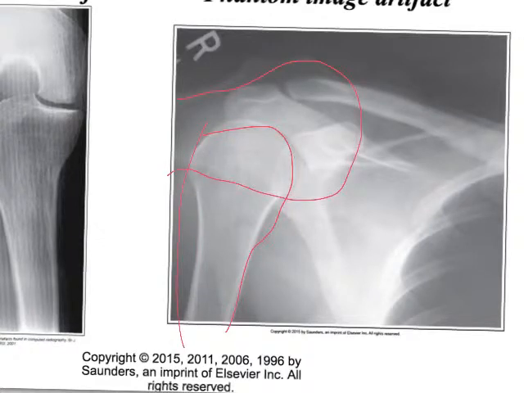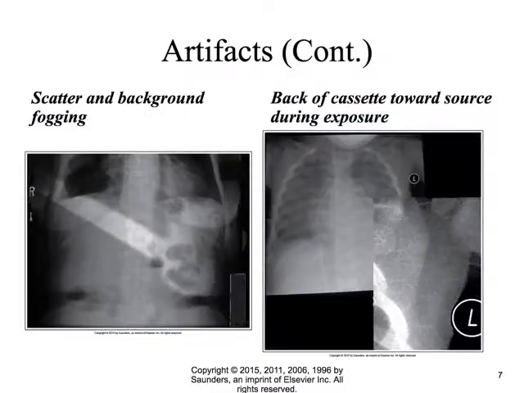Yeah, the other one's really big. Probably a double exposure. They probably just forgot. They did internal and external rotation, and they forgot to change out their image plate. All right, scatter and background fogging.